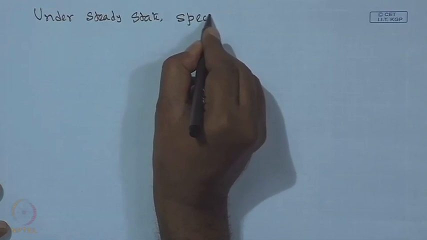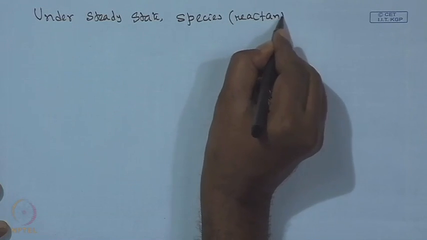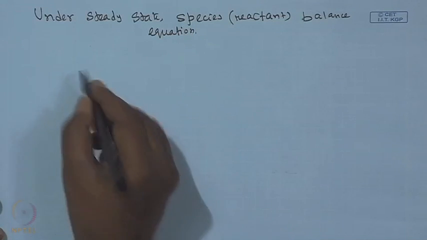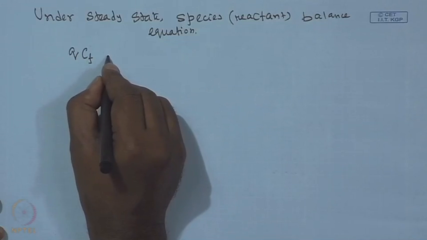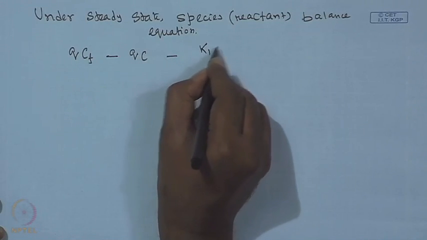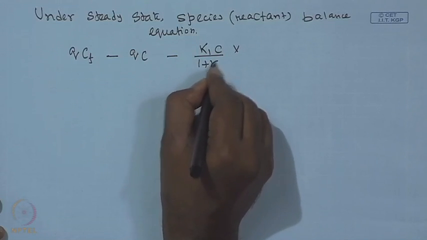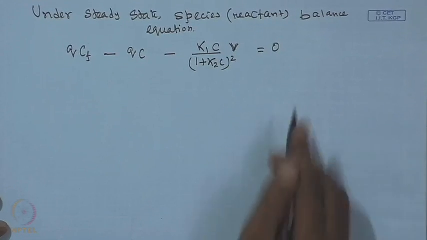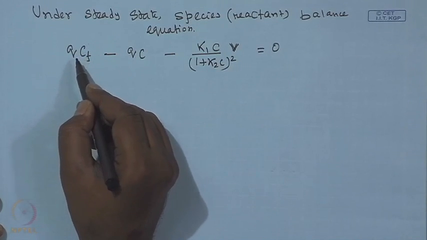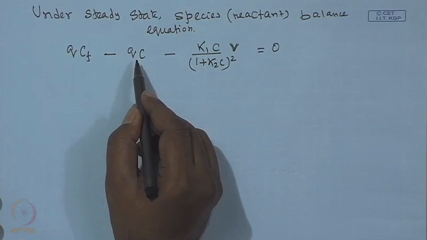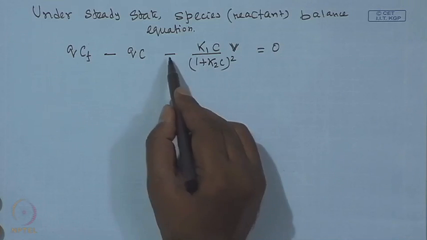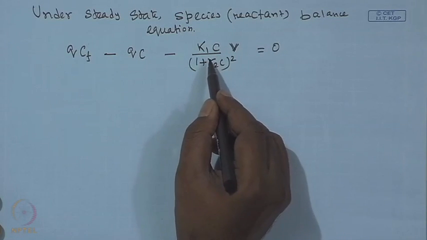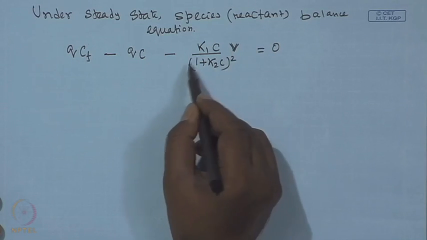The species balance equation, that means basically the reactant balance equation. So, this becomes Q times Cf minus Q times C minus K1 C times V divided by 1 plus K2 C whole square, is equal to 0. So, again the same principle: rate of accumulation is 0, Q times Cf is the reactant coming into the system, Q times C is the amount of reactant going out of the system per unit time, minus the reactant that is consumed throughout the whole volume of the system. So, rate of reaction must be multiplied by the volume of the reactor. So, we will get this equation.